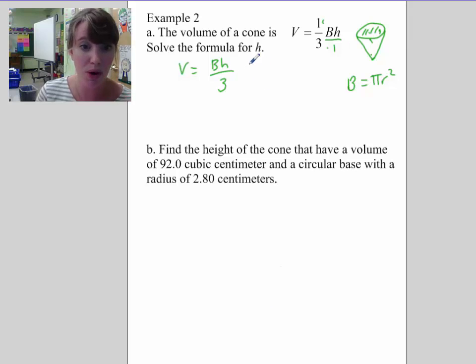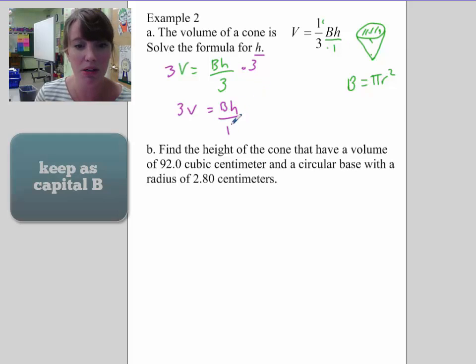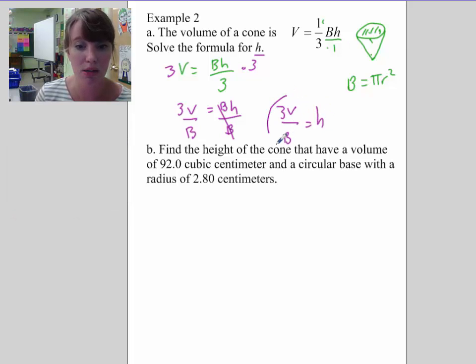So in order to get rid of that 1/3 or that divided by 3, I'm going to multiply each side by 3. So I have 3V is equal to capital B times H. Okay, and if I'm solving for H, I'm going to divide each side by capital B. So 3V over capital B is equal to the height. All right, so I've solved this formula in terms of H. Now the formula happens to be the volume of a cone. So find the height of the cone that has a volume of 92.0 cubic centimeters. Volume is always in cubic units, and has a circular base with a radius of 2.8 centimeters.